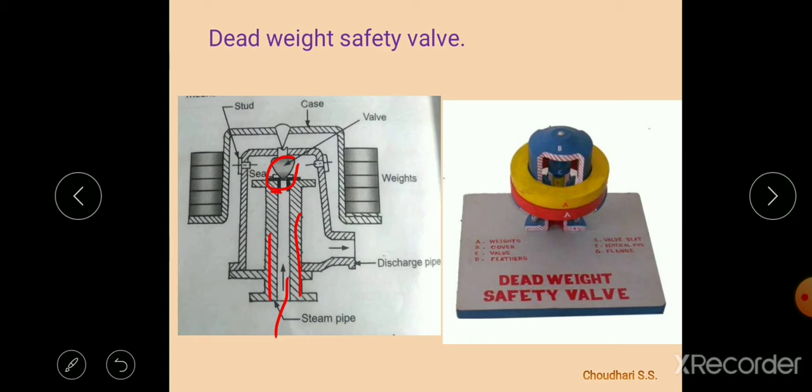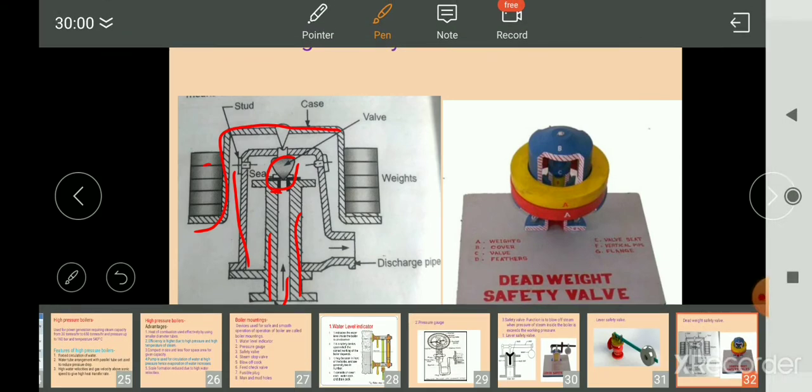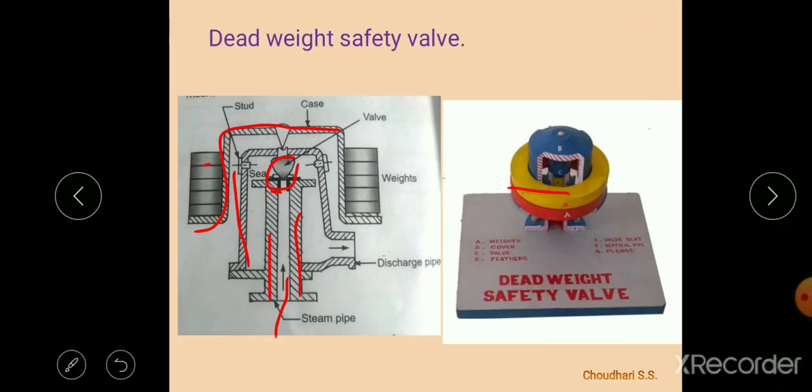This steam pipe and valve are covered by this case at the outer side, and this case carries the weights. So on this case, as you see here, the weights are provided. When steam pressure exceeds, the valve will be lifted along with the case from the valve seat. Along with the weight, the valve opens, and the steam is then discharged outside the boiler shell through the discharge pipe. So here we can see it is a dead weight, meaning weights are used.